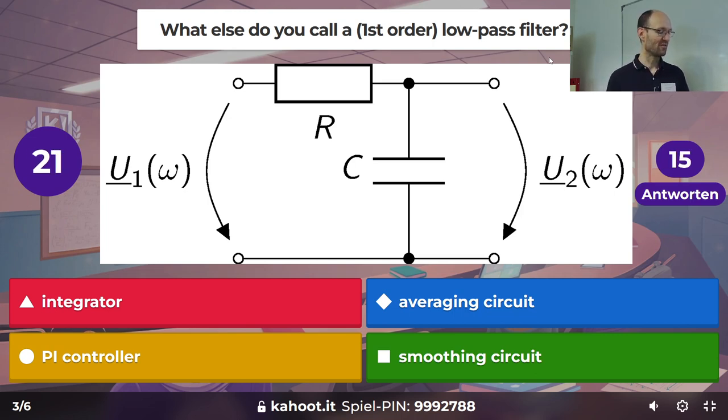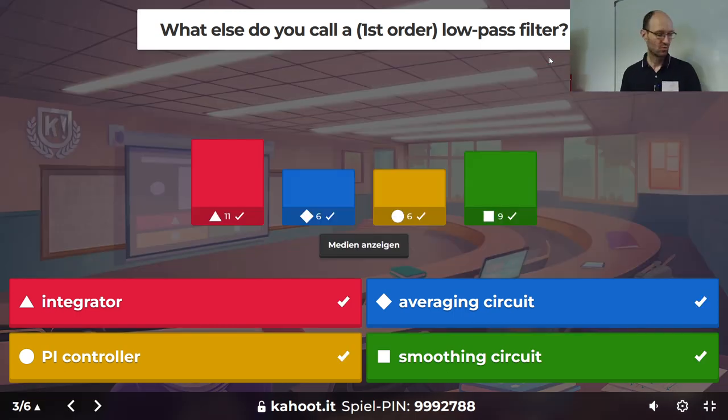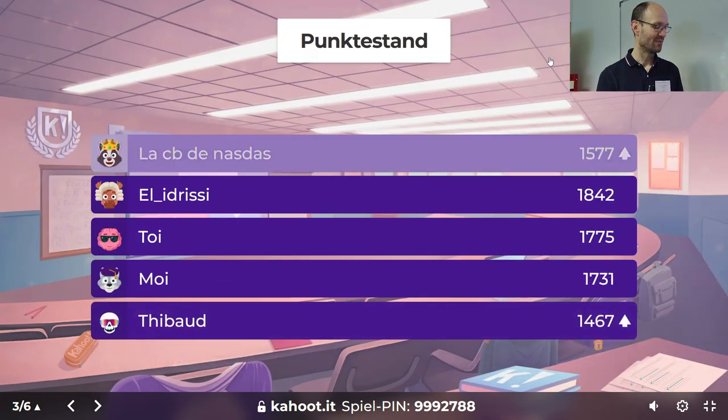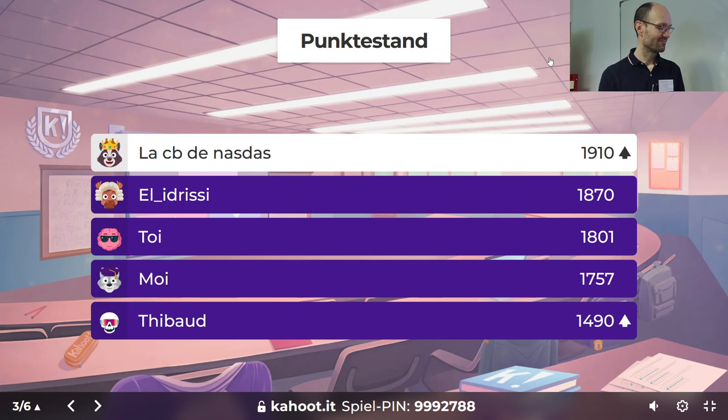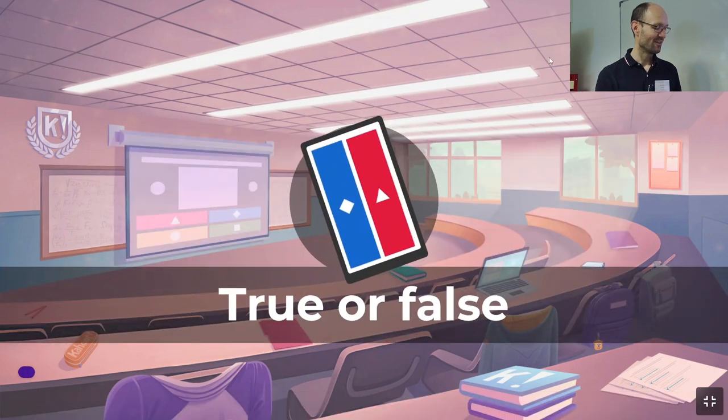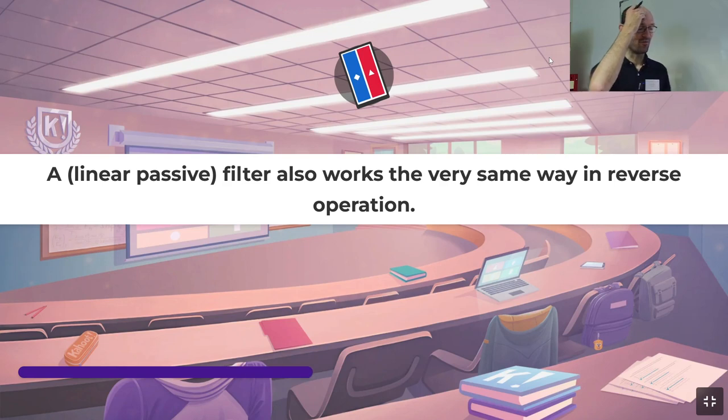And we already have 15 answers and still 20 seconds to think about an answer. Okay, and here nothing can go wrong because all these answers are correct. So let's have a look at the podium. Oh, and there is one with a strange, difficult name who has taken the lead. But everything is still very close, so we come to the fourth question.